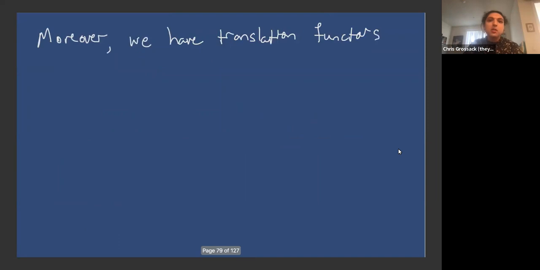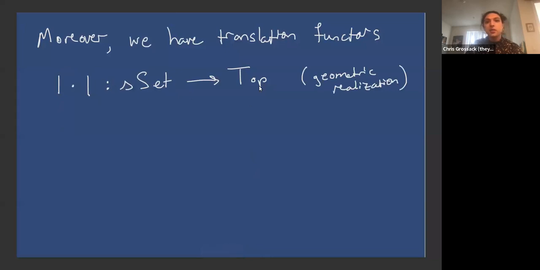Okay. So moreover, we have translation functors. We have this guy called geometric realization, which takes a simplicial set and spits out a topological space. And the idea behind geometric realization is sort of the most obvious thing you can do. I gave you a set of instructions for how to glue a bunch of simplices together. Well, okay, actually do the gluing. We have topological notions of simplices, and just do the gluing that the instructions told you to do, and you'll get some topological space.